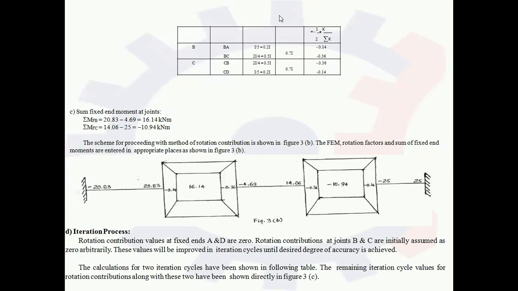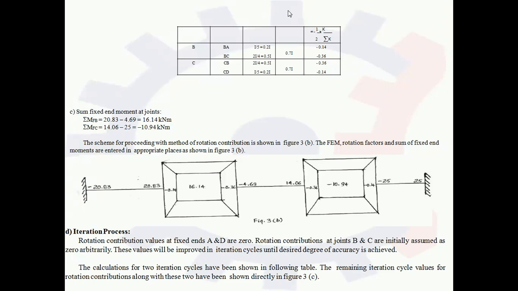Now the second member of joint B is BC. If we look towards C, C is the far end, and the far end is the continuous one. Hence it is again I by L. Now the value of I on the span BC is 2I and the value of L is 4. So it is 2I by 4, and we are getting 0.5I. So on joint B, there are two members, BA and BC, having relative stiffness 0.2I and 0.5I respectively.